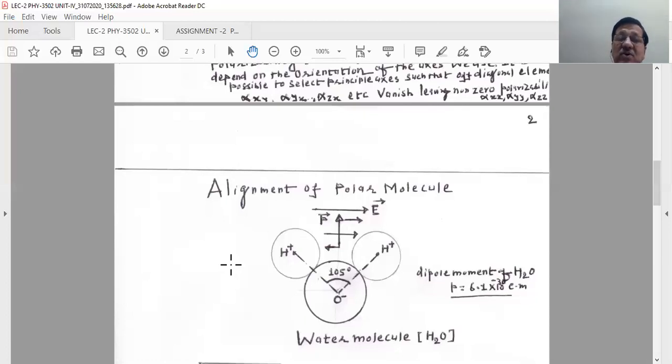But suppose you keep a non-polar molecule in an electric field. Because of the application of the electric field, a dipole moment will be induced. So you have an induced dipole moment.